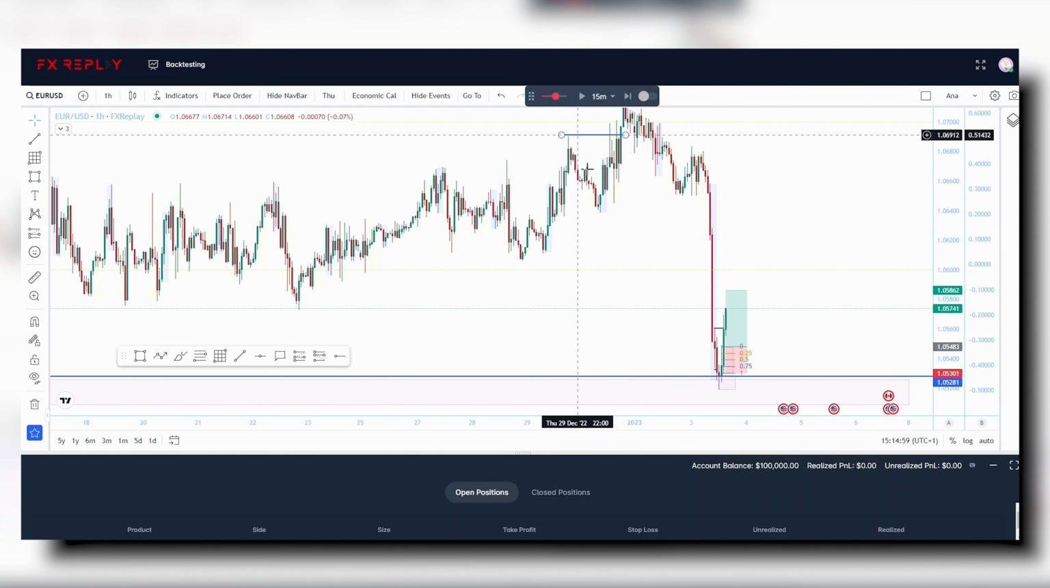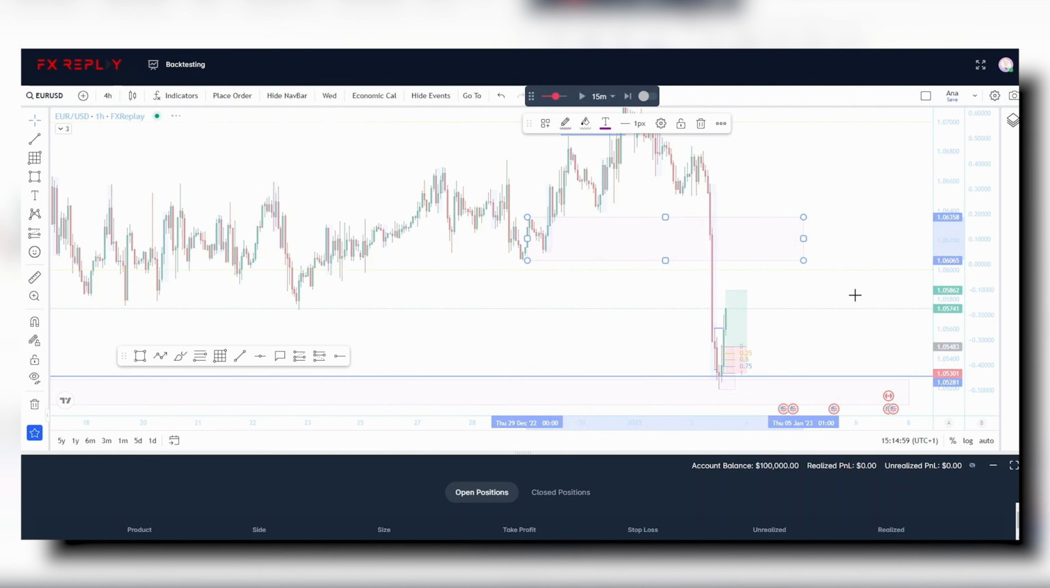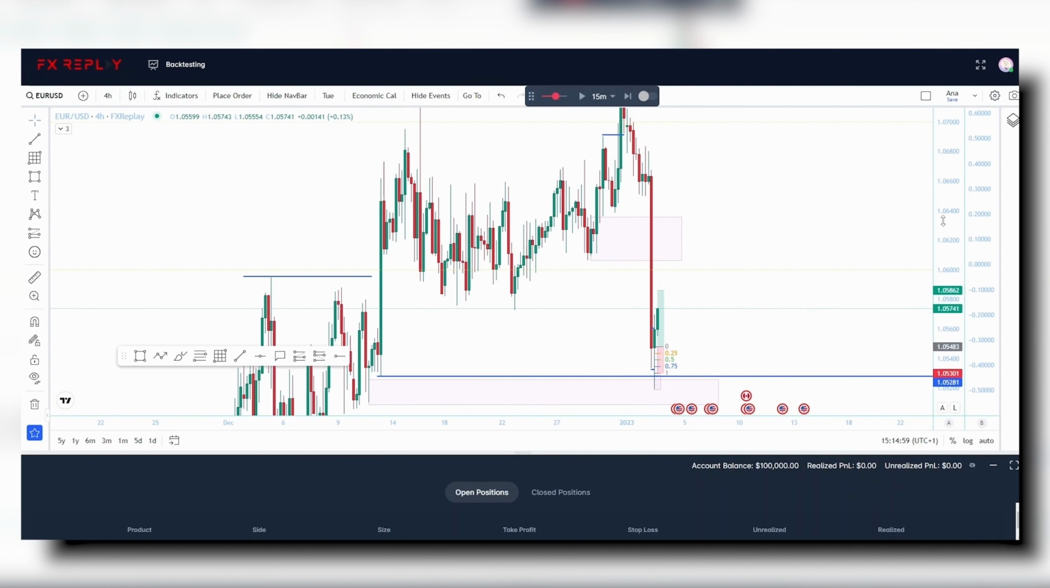Okay, so we had higher, it can be here. Okay, this is it. Let's mark up this breaker block. Let me actually check even higher time frame. Always look at the highest time frame.